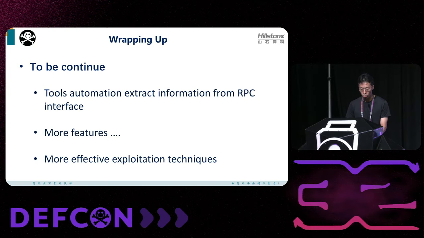And a conclusion: to be continued. I think there's still some research I need to do in the future, like automating info extraction from the RPC interface. I need to find the exploitable service and the arguments which meet the exploitation bar. If you have any good ideas, please share them with me. I also want to know some good ideas for tool development. There are many special features in RPC that need to be examined, and more effective exploitation techniques. If you have any other good ideas, feel free to contact me.